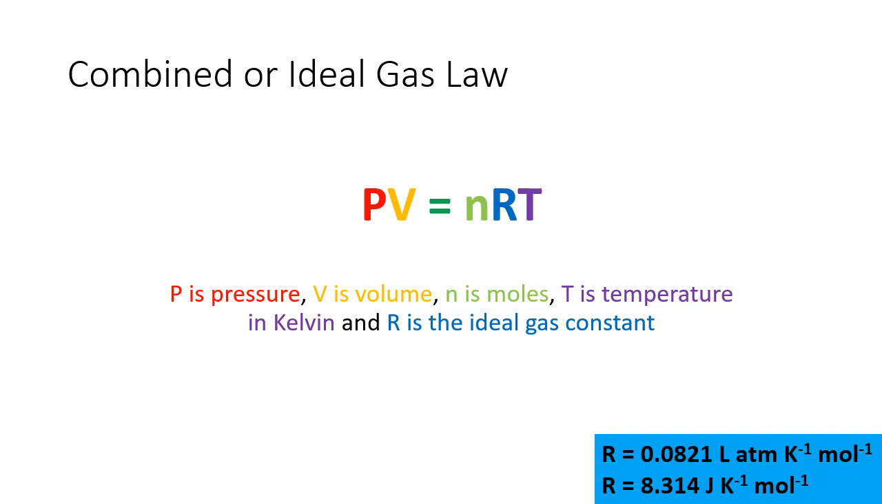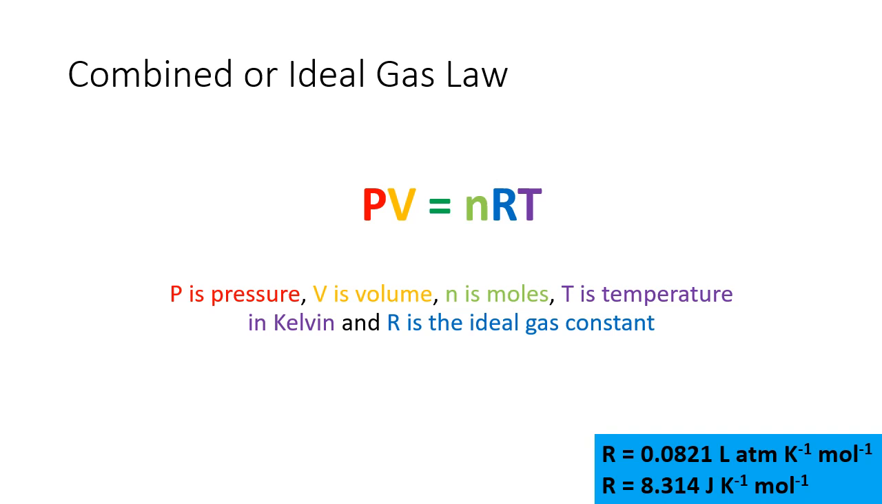If variables are on the same side of an equation, they are inversely proportional. If they're on opposite sides, the variables are directly proportional. So what do I mean by that? Inversely proportional means that as one goes up, the other goes down. Directly proportional means that as one goes up, so does the other one.